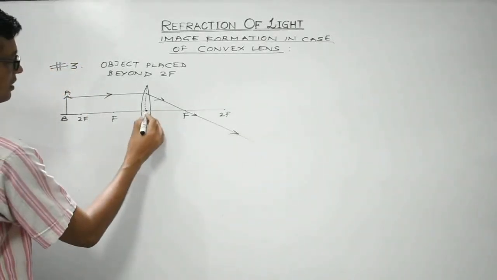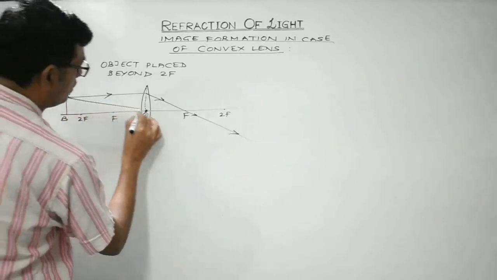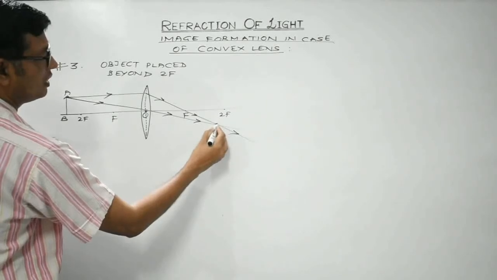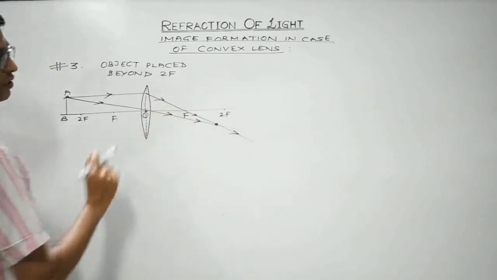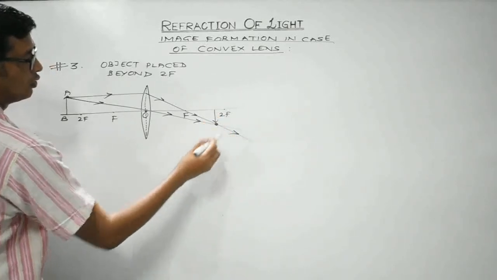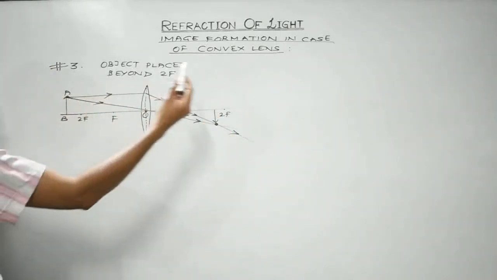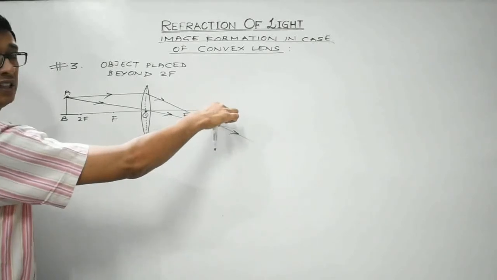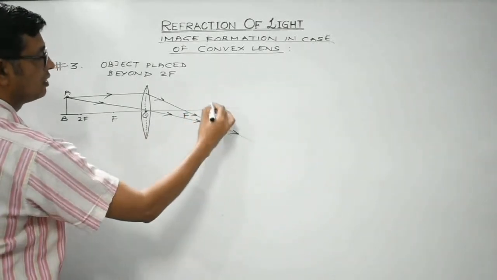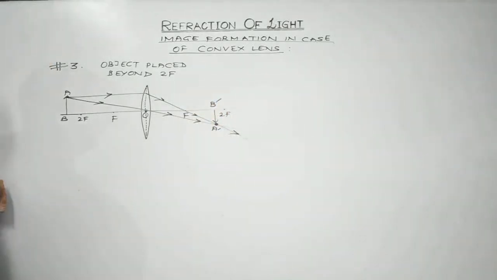This is the optical center, right? So it will remain undeviated. So here the intersection of the refracted rays is obtained. So here the image is formed. So if the object is like this, the image is inverted. The inverted image is obtained. So this will be A dash, this will be B dash, right?